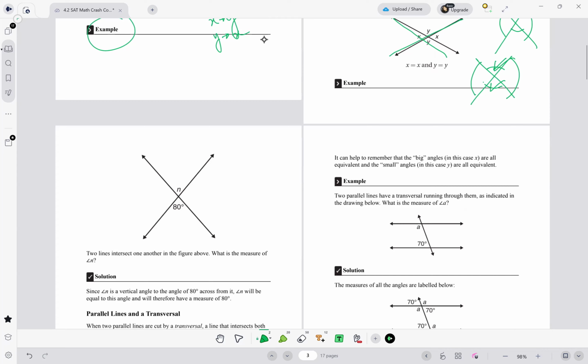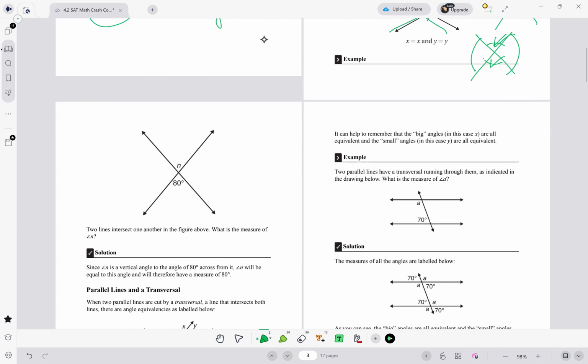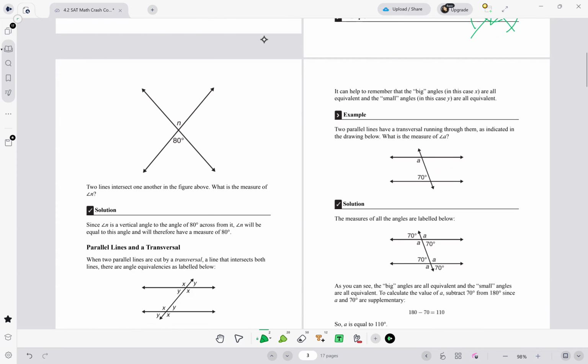We have the same type of example as we have done previously. Two lines intersect one another in the previous figure above. What is the measure of angle n? This is 80 degrees because this is a vertical angle. This n and this 80 degrees are vertical angles with respect to one another, okay?